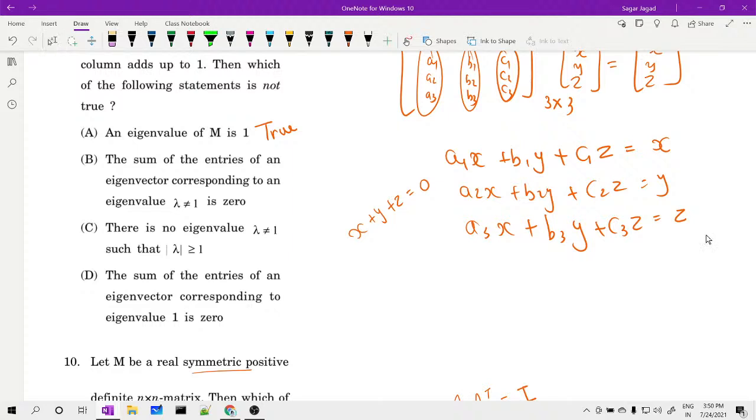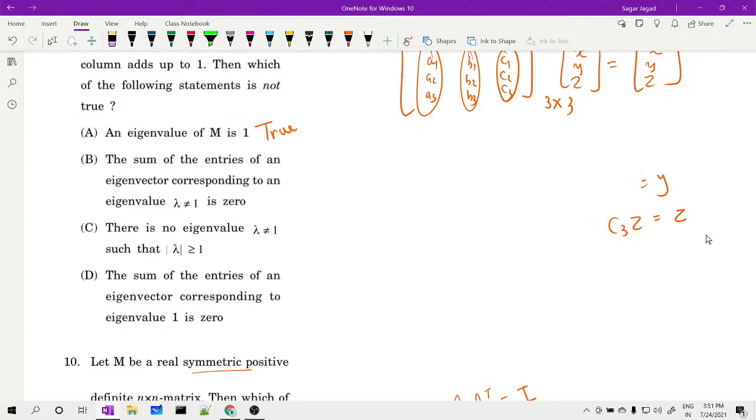Okay, so what I can do is, my dear friend, that means they are trying to tell us that the only possible eigenvalue is something which is lesser than modulus 1. So let me just think about this option C for the moment. There is no eigenvalue other than 1 such that the modulus of this is greater than or equal to 1.